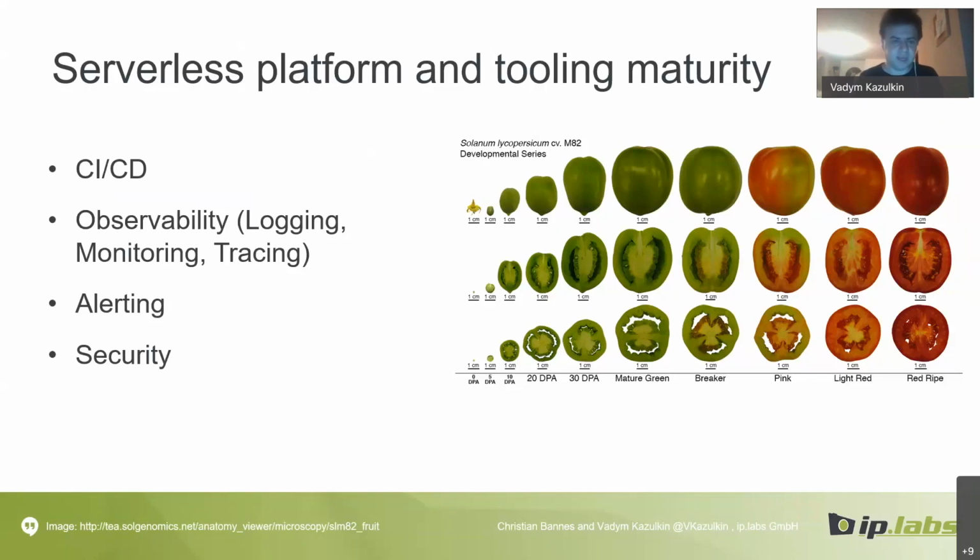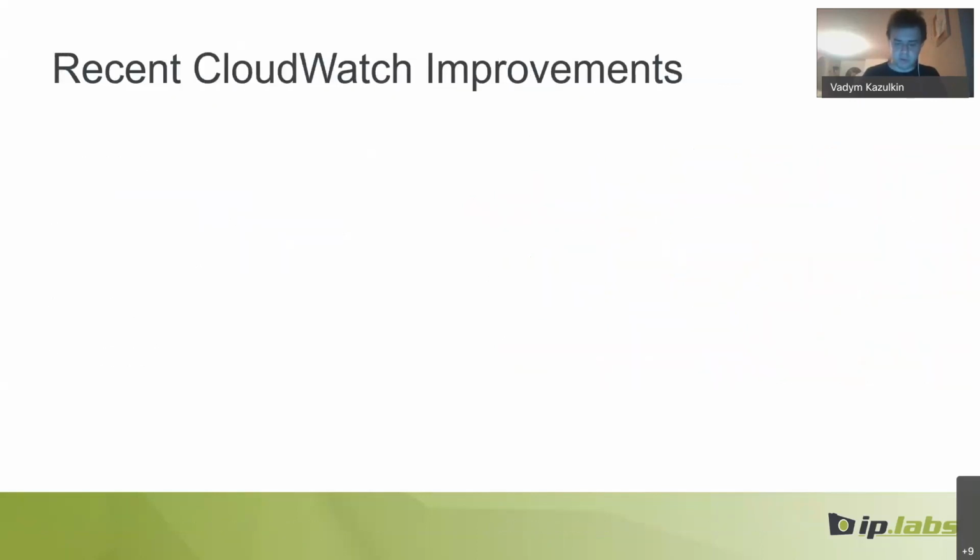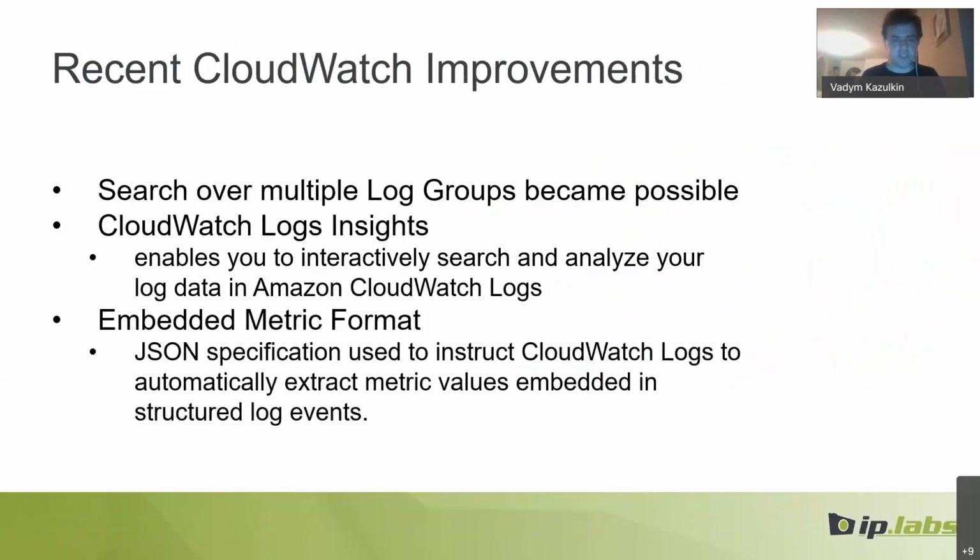Last week, I released Lambda extensions that let you integrate the observability tool of your choice, like Datadog, if you're using this, even easier into the system. So even CloudWatch has some of them. You can search over log groups. You can directly search and analyze within Logs Insights, and you even have the embedded metric format to send your logs to CloudWatch Logs. So a lot of improvement, but still at CloudWatch.